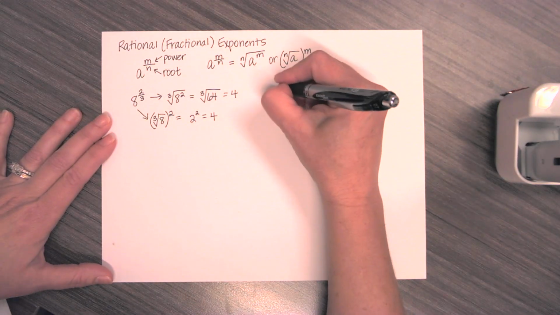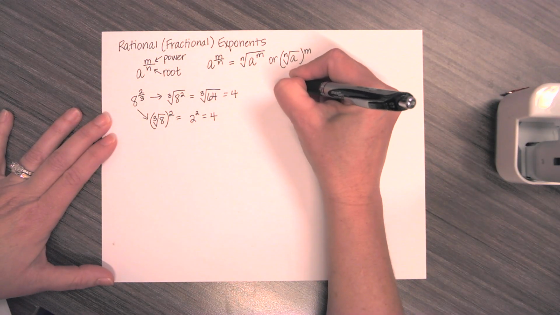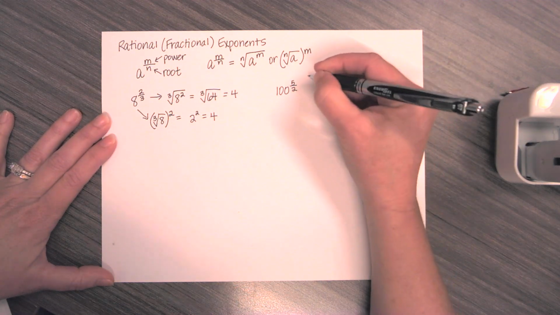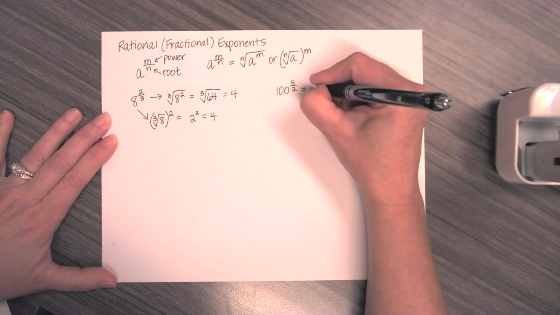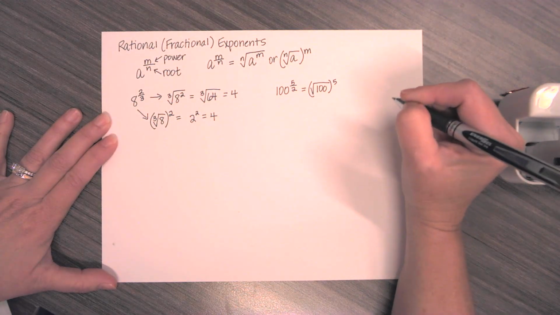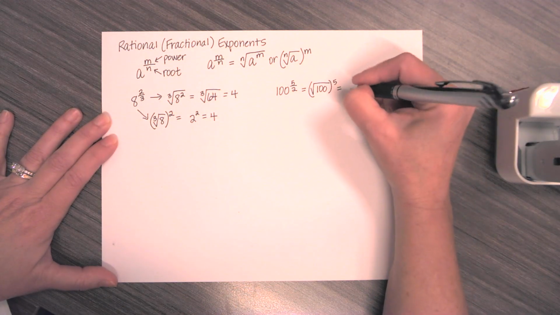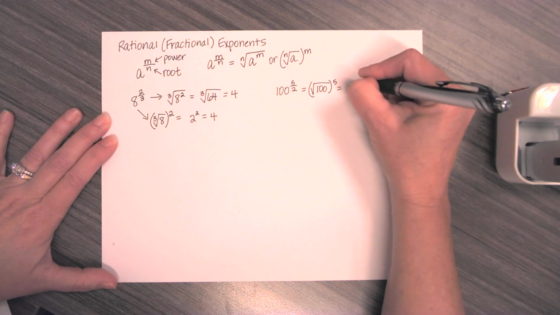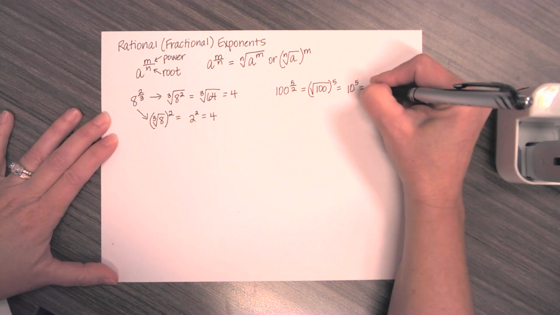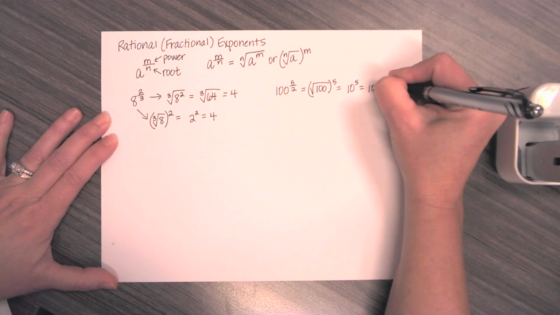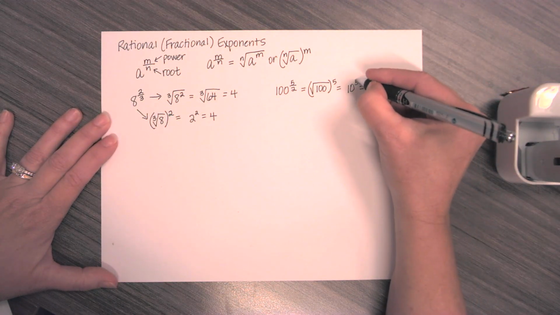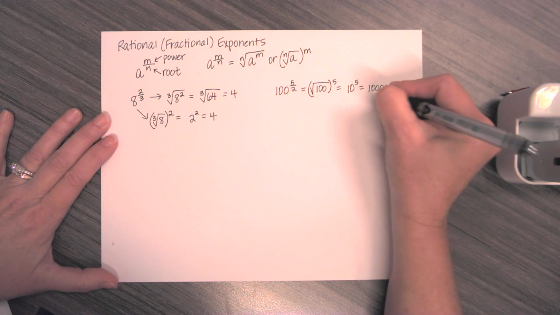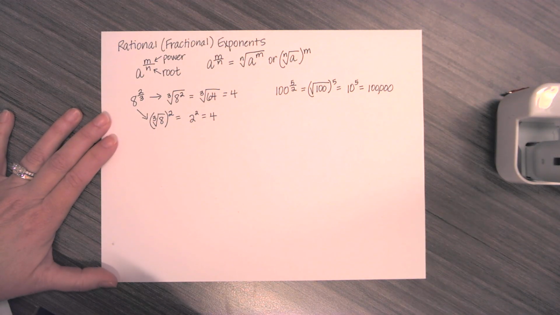If we had 100 raised to the 5/2, let's do the root first. The bottom number is a 2, so that indicates a square root, and then we'll raise it to the 5th power. The square root of 100 is 10, and then 10 to the 5th power is going to be a 1 with 5 zeros. That's the easy way to do 10 to a power. The exponent tells you how many zeros to put after your 1. So 10 to the 5th power is 100,000.